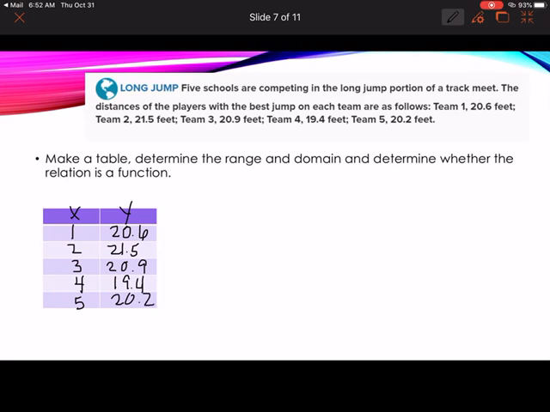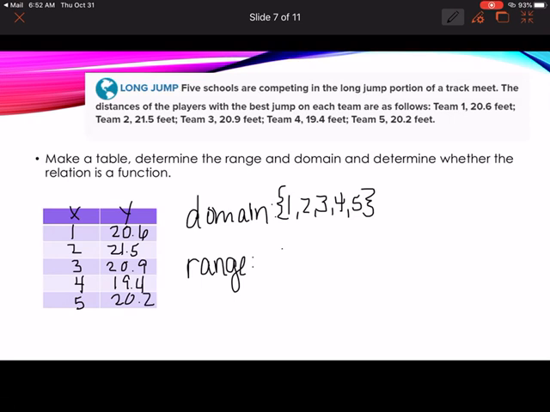And then it says write the range and domain. So domain, once again, are my x values. So I'm going to write 1, 2, 3, 4, and 5. We would actually put that in set notation, so those are just the squiggly lines around it. And the range are my y values. So 20.6, 21.5, 20.9. You should probably put these in order, but you don't really have to right now.